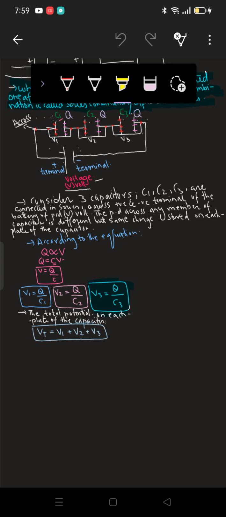Then we knew that the potential difference across any member of the capacitors, we were having three capacitors, right? So the potential difference across each capacitor would be different. They are going to have different potential differences. However, the charges stored on the plates of the capacitors would be the same. So they are going to store the same charges, however they are going to get different potentials.